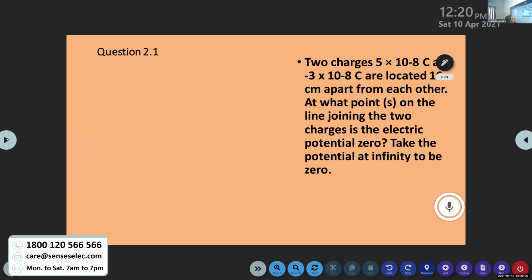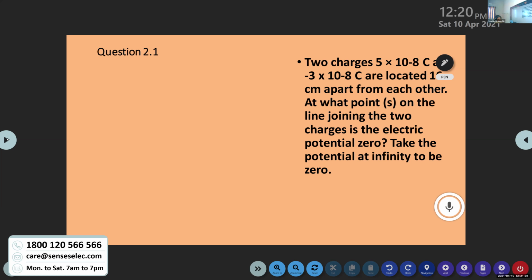Two charges, 5 into 10 raised to minus 8 coulomb and minus 3 into 10 raised to minus 8 coulomb, are located 16 centimeter apart from each other. At what points on the line joining the two charges is the electric potential 0? Take the potential at infinity to be 0. The same question you can find in your NCERT textbook, page number 87.